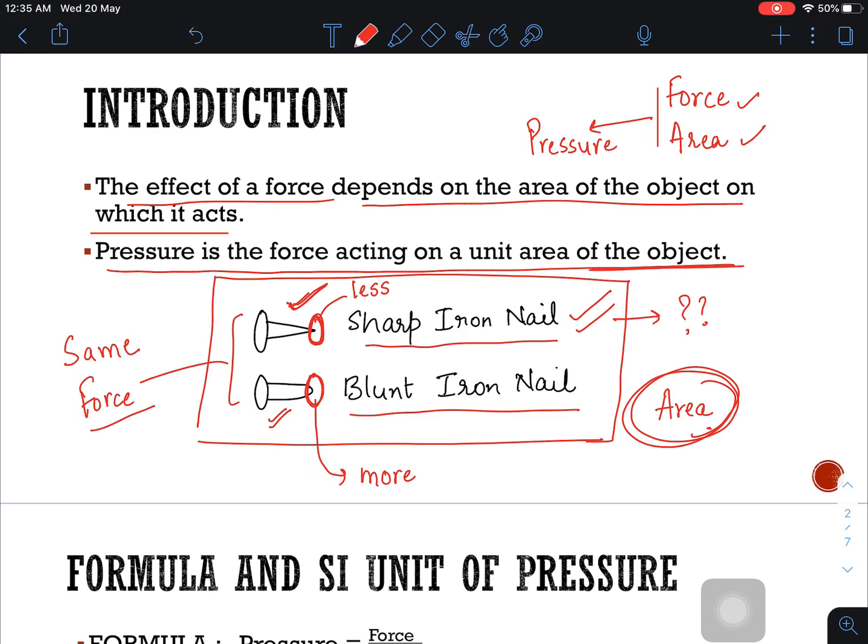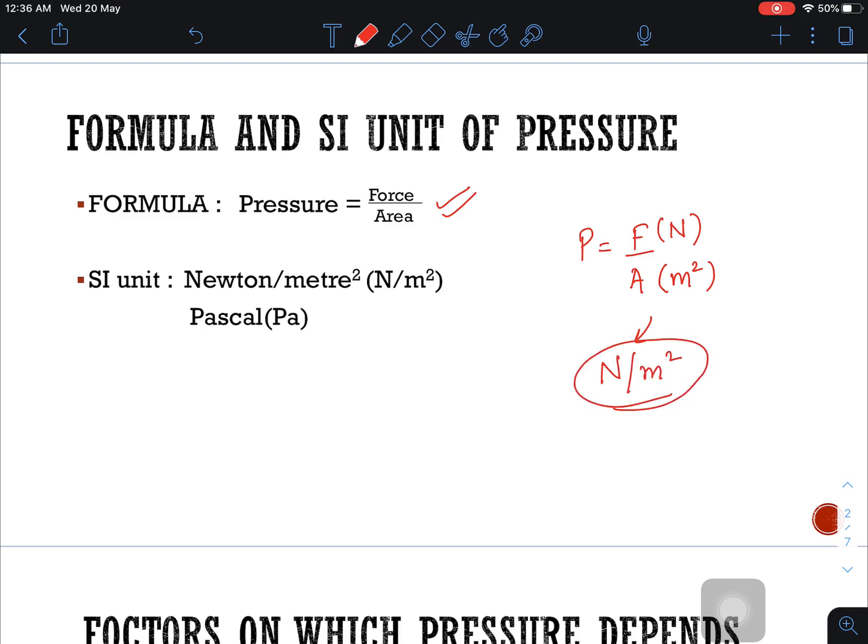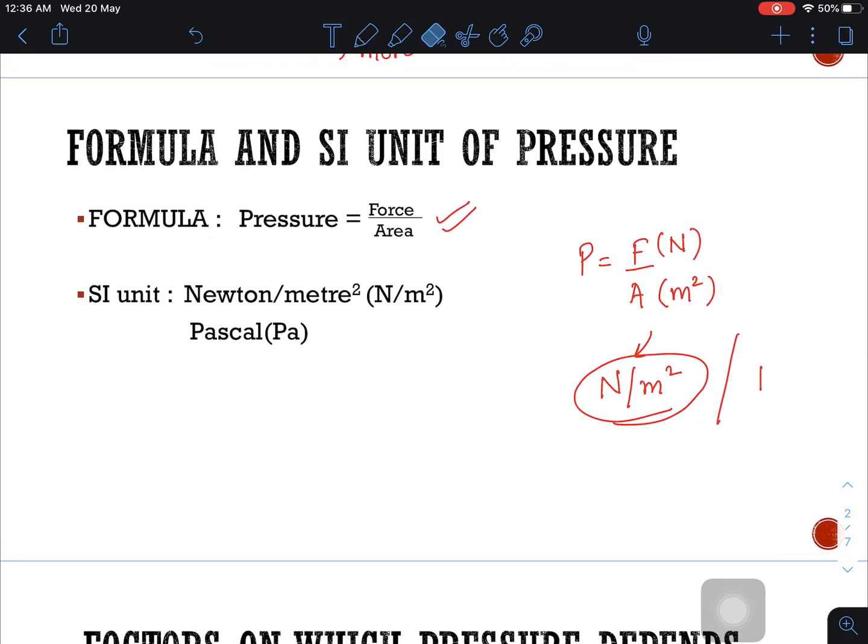Now, how do we define pressure? Pressure is the force acting on a unit area of the object. Let us talk about the formula and the SI unit of pressure. Pressure is equal to force upon area. Force is measured in Newton, while area is measured in meter square. So the SI unit becomes Newton per meter square. Newton per meter square can be replaced by Pascal. You can either write Newton per meter square or directly write Pascal, with capital P and small a.